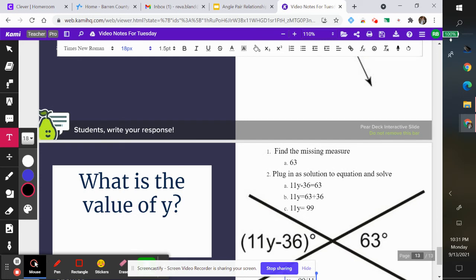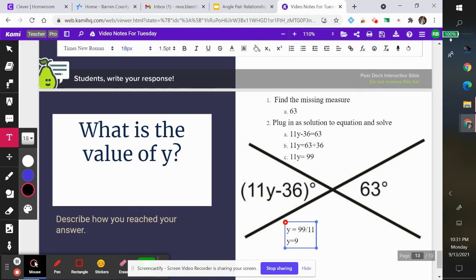Again, this works just as well with two-step equations. We're going to find our missing measure here because this is 63. That means that this angle measure is 63, which means this equation here, 11y minus 36, is also equal to 63. So I'll solve the equation 11y minus 36 equals 63. I'm going to do the inverse and get rid of my number that does not have a variable with it first. So I end up with 11y equals 63 plus 36. Once I add those together, I end up with 99. So I end up with 11y equals 99.